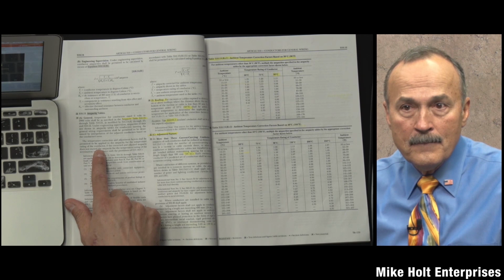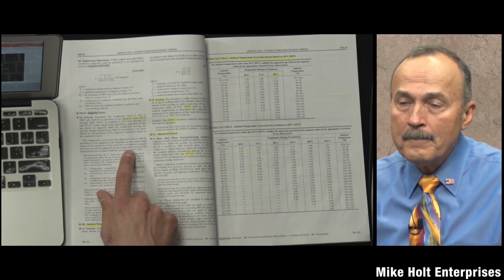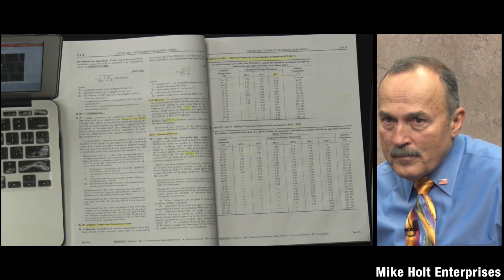The temperature correction and adjustment factor shall be permitted to be applied to the ampacity for the temperature rating of the conductor, if the corrected and adjusted ampacity does not exceed the ampacity of the temperature rating of the terminations in accordance with the provisions of 110.14(C). What they're saying is that you make the adjustment and your correction based upon the 90 degrees C.